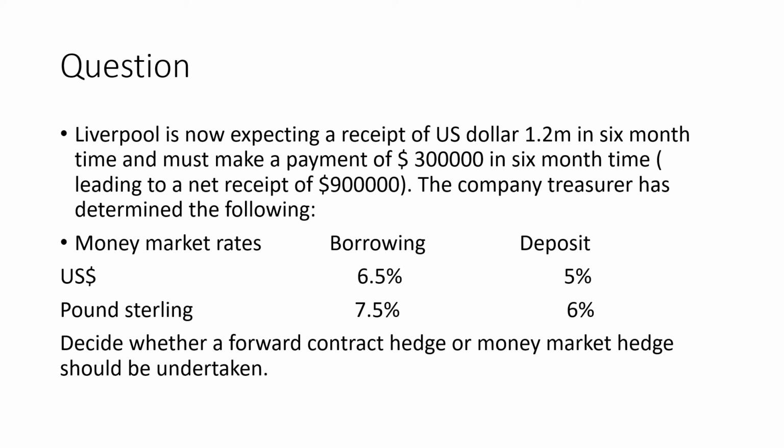The company treasurer has determined the following money market rates for US dollar and pound sterling. For US dollar the borrowing rate is 6.5% and the deposit rate is 5%, and for pound sterling the borrowing rate is 7.5% and the deposit rate is 6%. So we have to decide whether we should go for a forward contract hedge or a money market hedge. What should we take? The answer would be in the next slide.